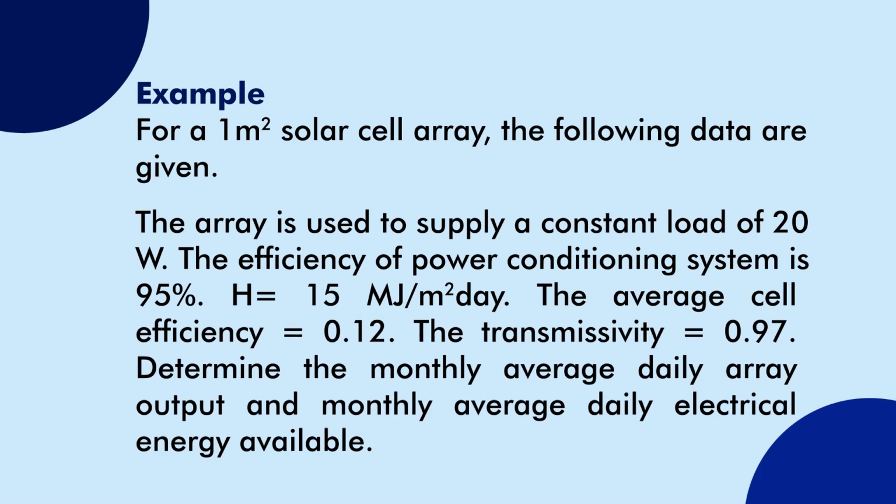For a 1 meter square solar cell array, some data are given. The array is used to supply a constant load of 20 watt, and the efficiency of the power conditioning system is 95%. H is given as 15 megajoule per meter square per day. The average cell efficiency is 0.12. The transmissivity is given as 0.97. You have to determine the monthly average daily array output and monthly average daily electrical energy available.